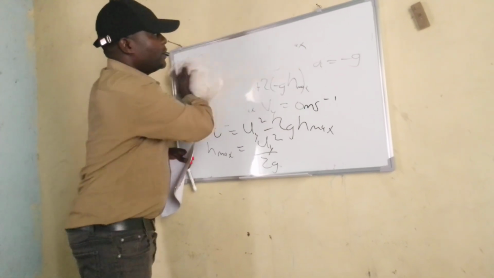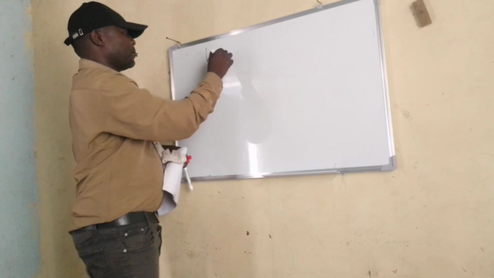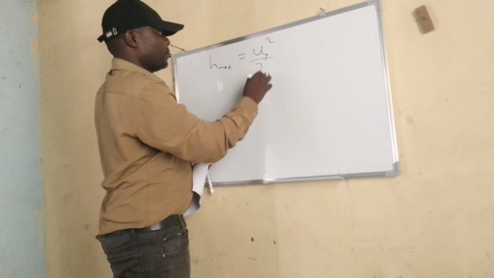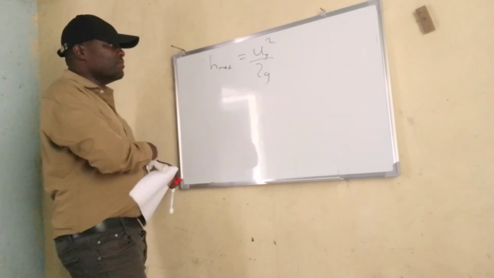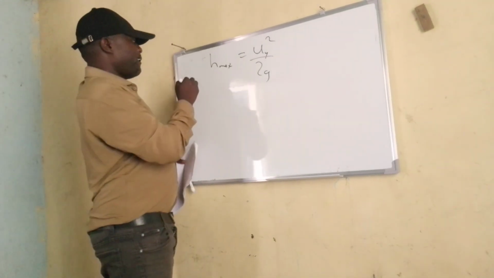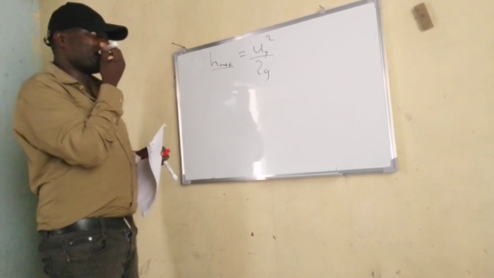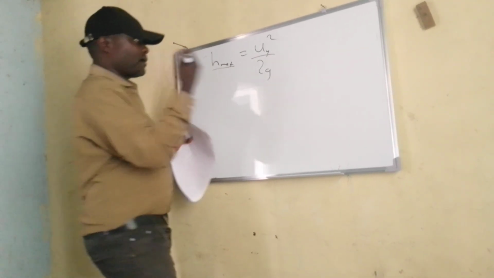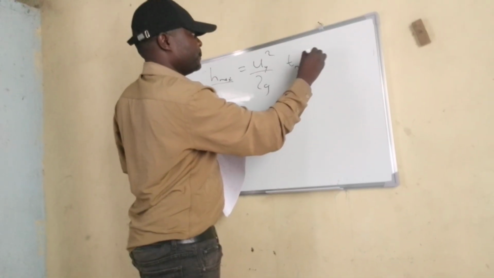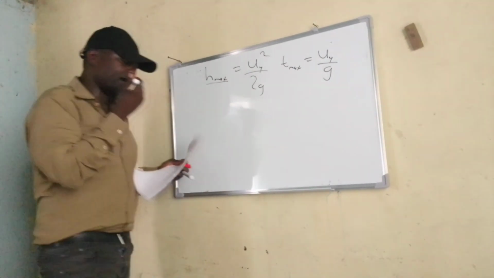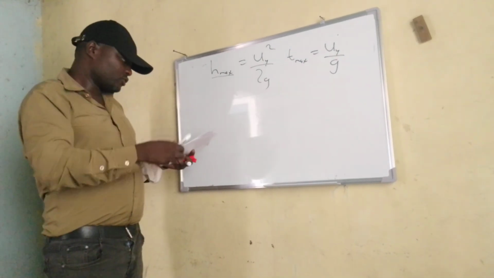So this is the maximum height reached relative to the point of projection, where ui is the initial vertical velocity and g is the acceleration of free fall. And ui over g is the time to reach maximum height.